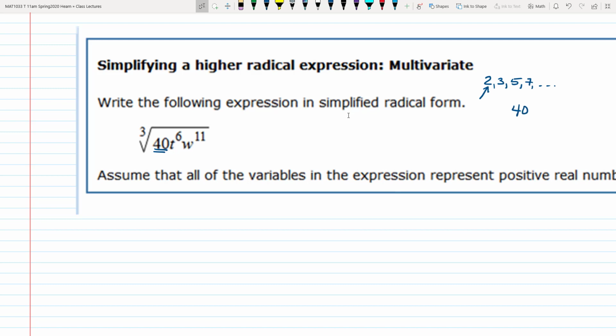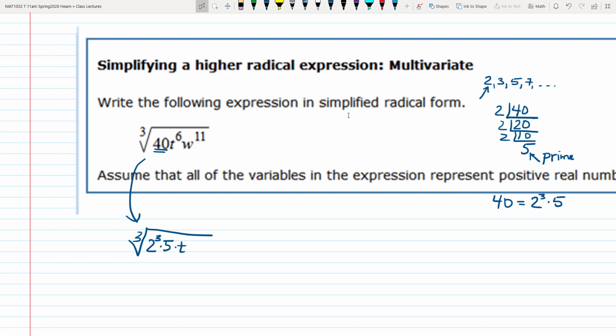Whenever we have an even number, I like to start by dividing by that 2 and see how many times it goes in. 2 goes into 40 20 times, 2 goes into 20 10 times, 2 goes into 10 5 times. And if you get to a prime number, you're going to stop because you have your answer. 40 is 3 copies of 2 times 1 copy of 5. So we're going to write this as the cubed root of 2 cubed times 5 times t to the 6th times w to the 11th.